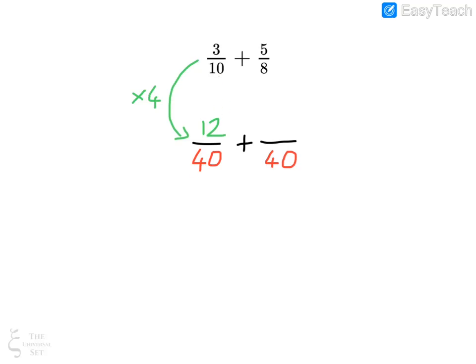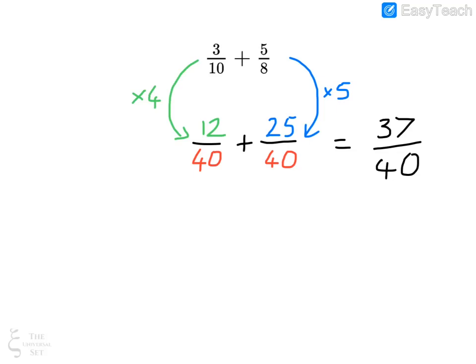Let's go to the other side. What did I have to multiply here? To change this 8 into a 40, I had to multiply by 5, didn't I? 8 5s are 40, so we're going to do the same on the top. This 5 gets multiplied by 5, so I've got 25, which means I've now got 12/40 plus another 25/40. That's going to be 37/40, I think. Equals 37/40.